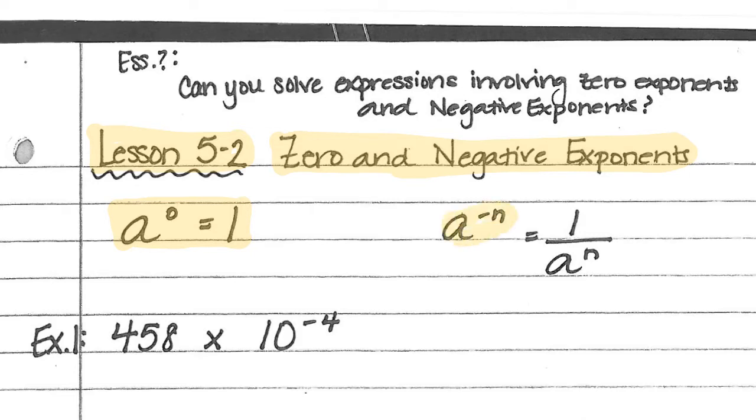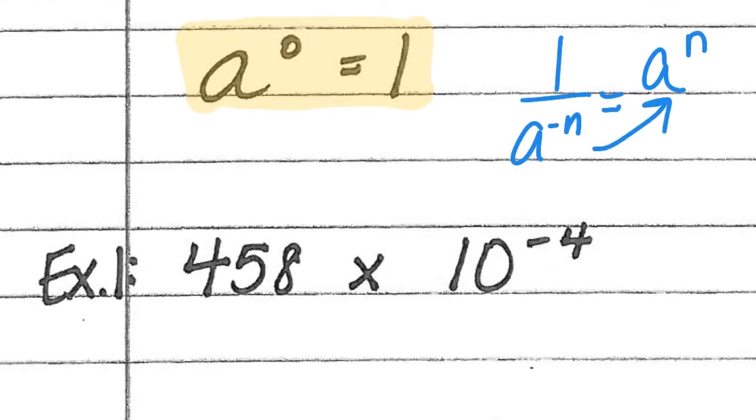If you have a to the negative nth power, to get rid of that negative exponent, which is how you always want to show it, you would throw it on the bottom. And same with if you had 1 over a to the negative n. If you wanted to get rid of that negative n, you would bring it to the top as a to the nth.